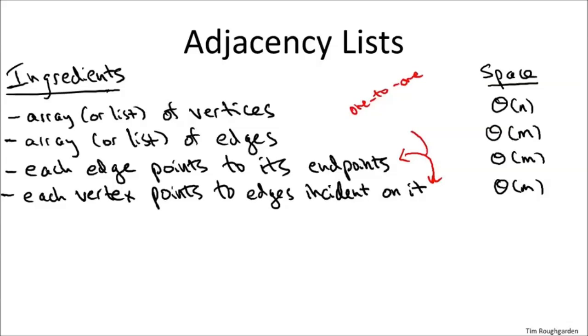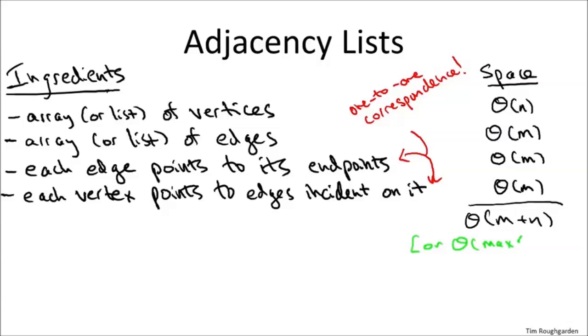So adding up over the 4 ingredients, we have 1 theta of n and 3 theta of m's, so that's going to give us overall a theta of m plus n. If you prefer, another way you could think about this would be theta of the max of m and n. These are the same up to a constant factor.